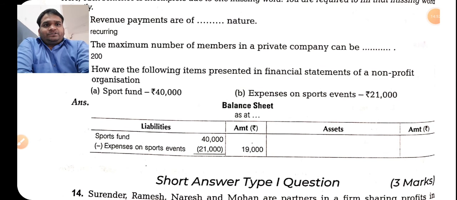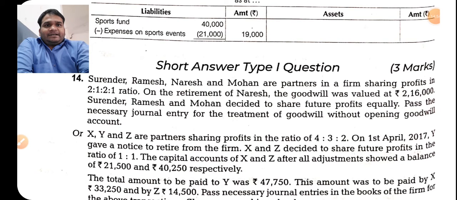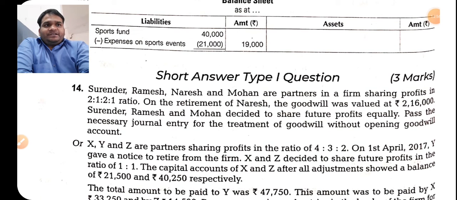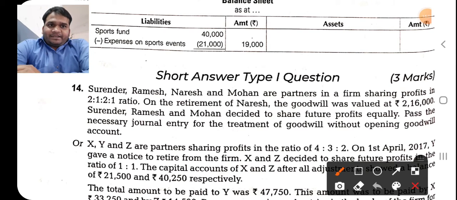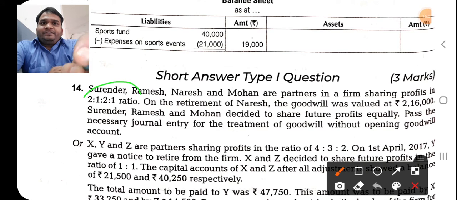Okay class, so let us understand our next question, which is for 3 marks, and that is question number 14. Surinder, Ramesh, Naresh and Mohan are the partners in a firm, sharing the profit in this ratio they have given. And this is the case of retirement.